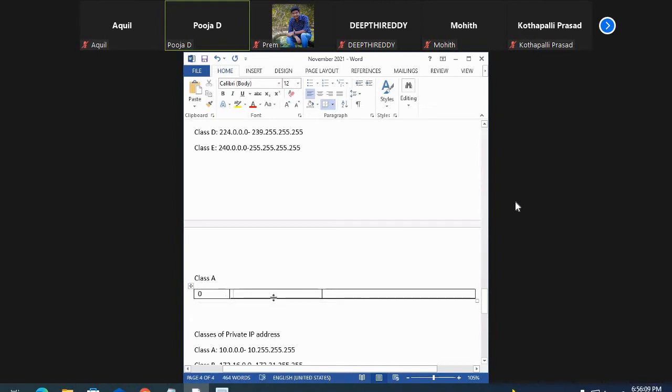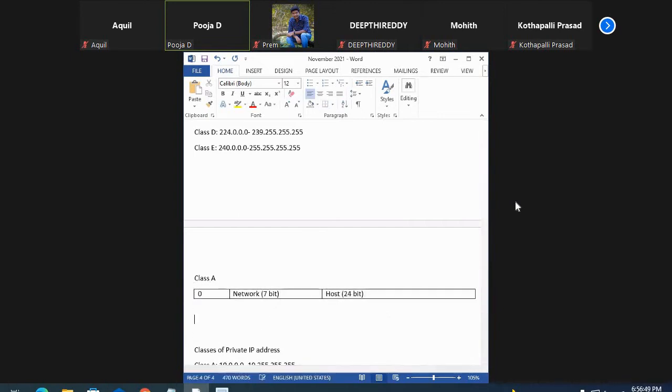Then here for the network, 7 bits. So like this the total becomes 8 bits: 7 plus this 1 bit, which is 8 bits. For the network address 7 bits, and for the host 24 bits. So 24 plus this 7 plus 1 bit becomes 32 bits. So this is the distribution in class A.